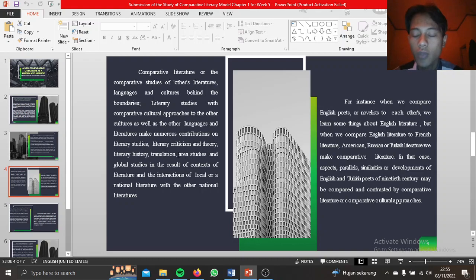For instance, when we compare English poets or novelists to each other, we learn some things about English literature. But when we compare English literature to French, American, Russian, or Turkish literature, we make comparative literature. In that case, the parallels, similarities, or development of English and Turkish poets of the 19th century may be compared and contrasted by comparative literature or comparative cultural approaches.